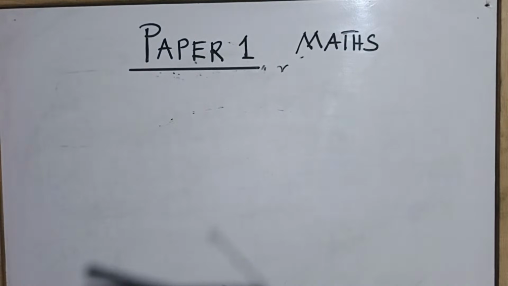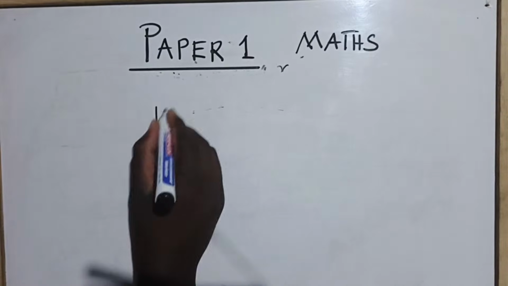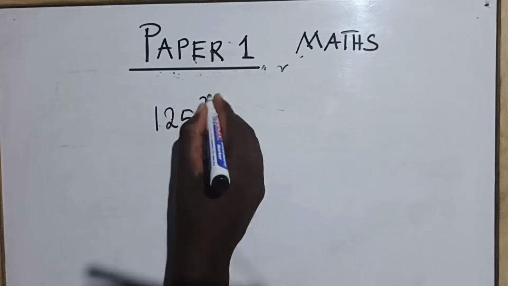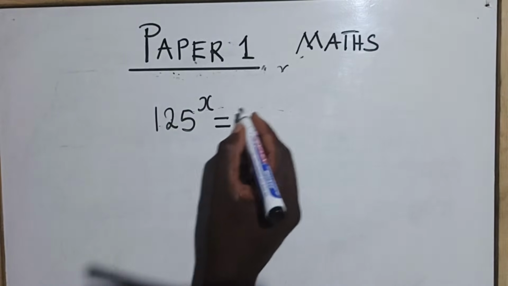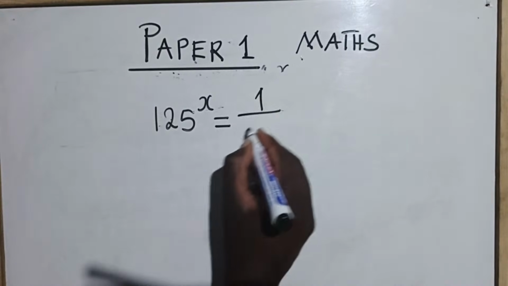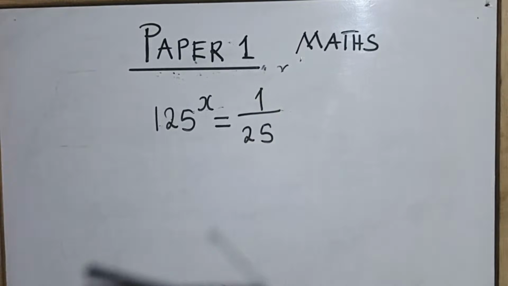They're saying solve 125 power x is equal to 1 over 25. So this is the question which they're asking us to solve. So solve that equation. What answer are you getting for that equation? All right, so let's try to break it down.